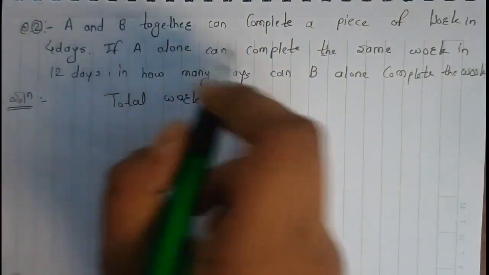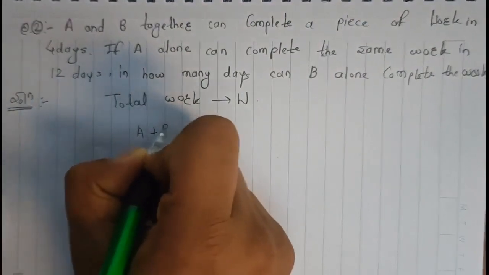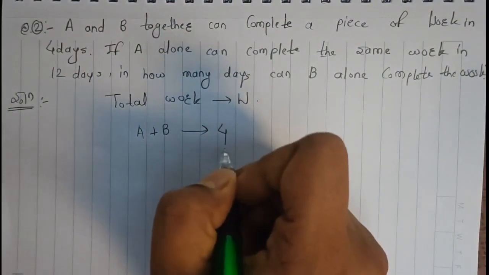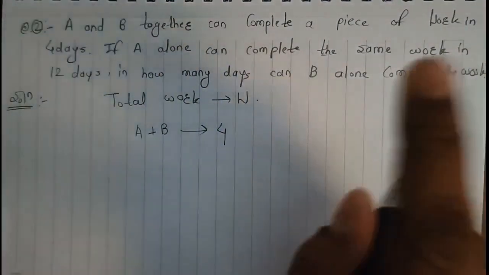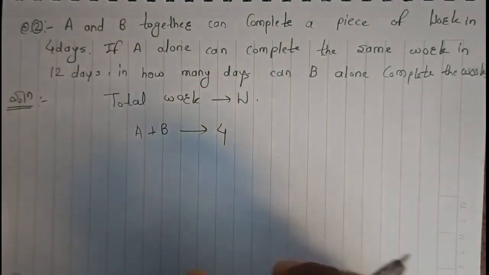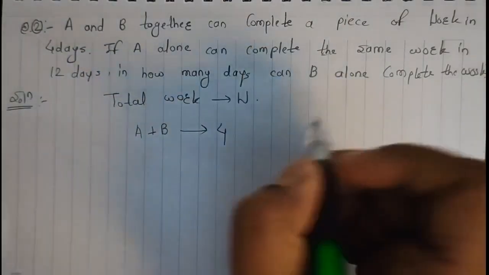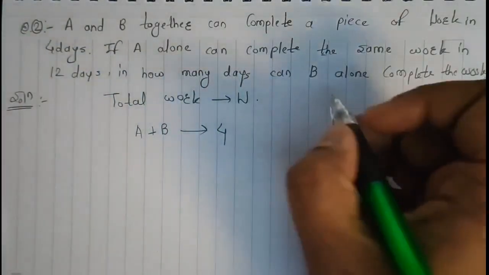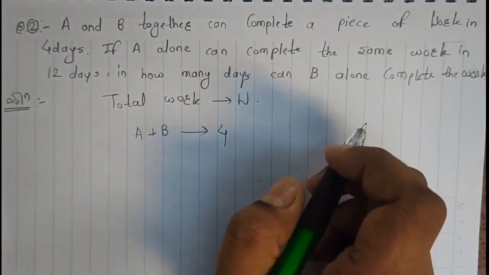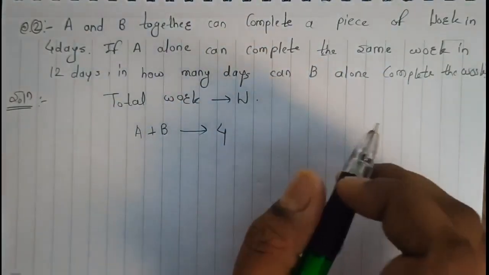So A and B together can complete a piece of work in 4 days. What does that mean? A and B together can complete the total work in 4 days, right? In the previous question, A was able to complete the total work in 8 hours. Similarly here, A and B altogether can complete the total work in 4 days. Then what would be the A and B together efficiency? In both the cases, whether we have an individual work or the together work, the efficiency formula is the same, which is total work upon number of days.